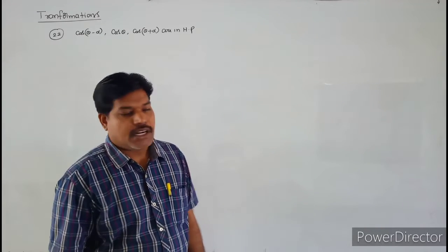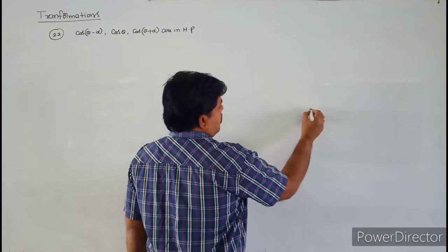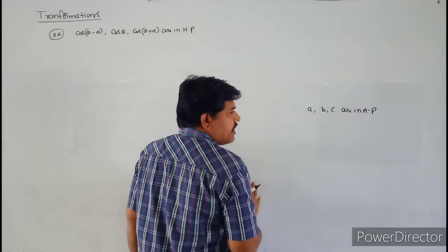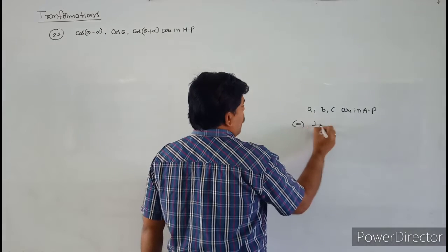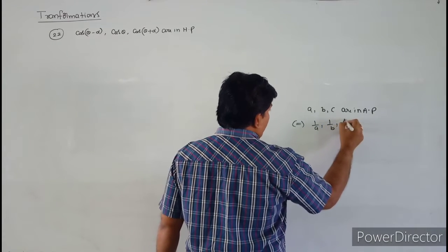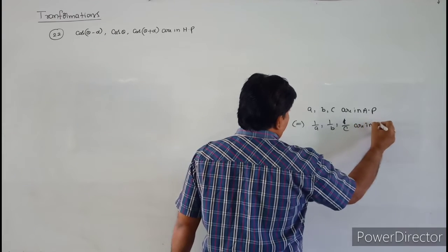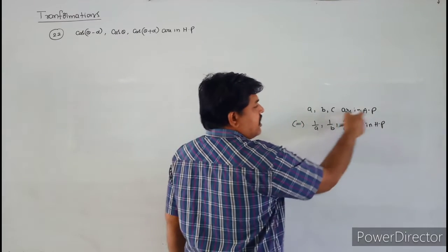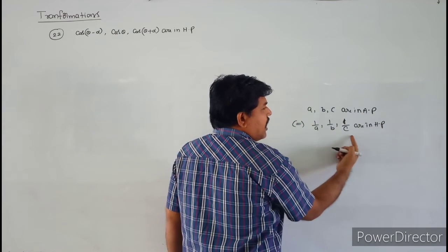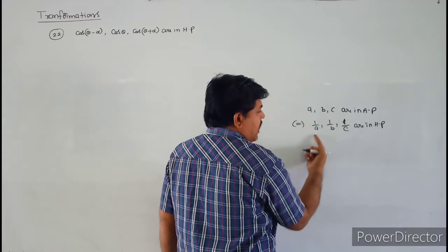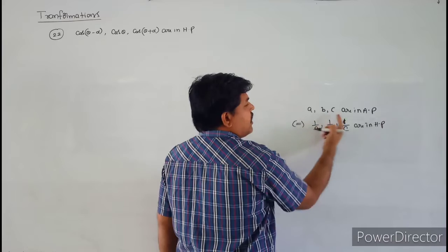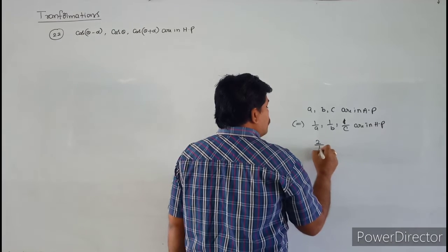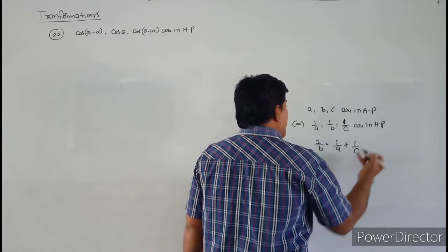In your PU you don't have that, but it is very easy. See this: A, B, C are in AP if and only if 1 by A, 1 by B, 1 by C are in HP. Do you understand that? If 1 by A, 1 by B, 1 by C are in HP, automatically A, B, C are in AP. So what is harmonic progression? Harmonic progression is nothing but 2 by B is equal to 1 by A plus 1 by C.